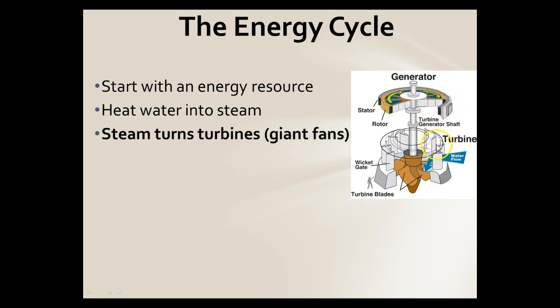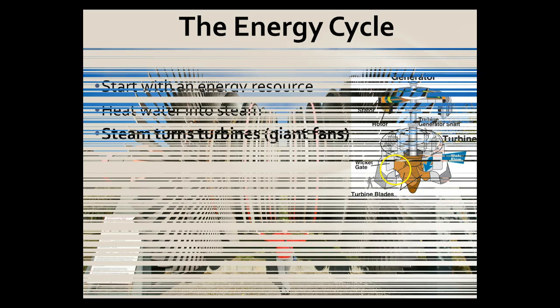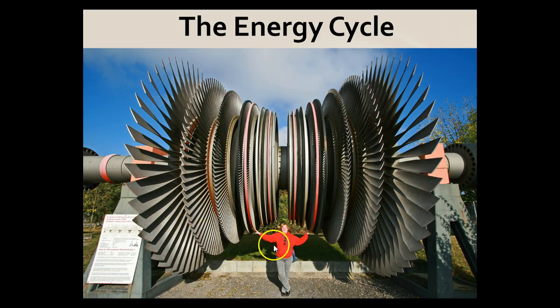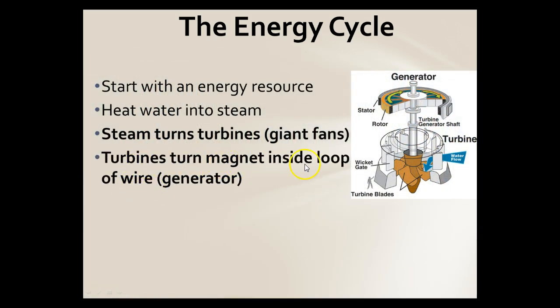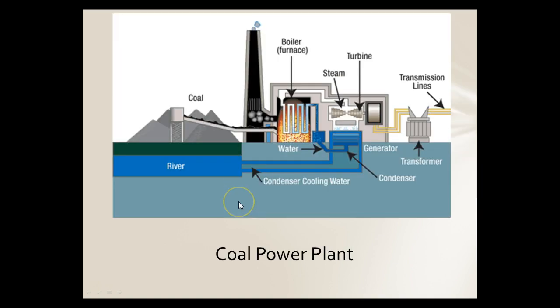So here we have one of those giant turbines that you might see at the bottom of a dam. Very, very large turbine blades. As the water goes through there, it causes it to rotate. And here is roughly an idea of the size and scale of some of these turbines. They are big. So the turbines will turn a magnet inside a loop of wire, a generator, and this causes the electricity to flow in our generator. This is how we turn kinetic energy, rotational energy, into electricity. That magnet inside a loop of wire.